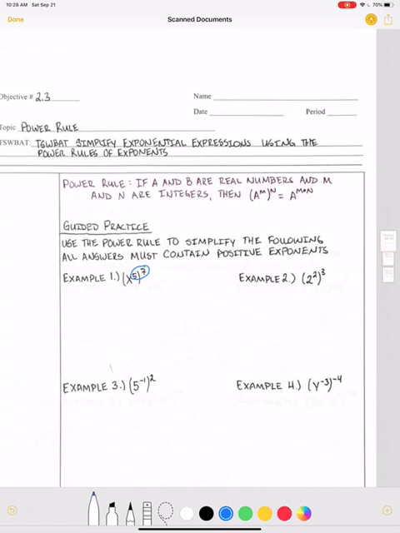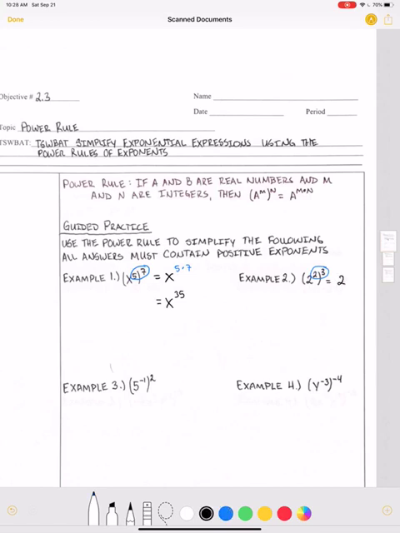Since I'm raising 5 to the power of 7, that means that I'm going to multiply 5 and 7, which is going to get me x to the power of 35. In example 2, I have 2 squared raised to the power of 3. Again, I'm raising 2 to the 3rd, and that means I'm going to multiply those exponents.